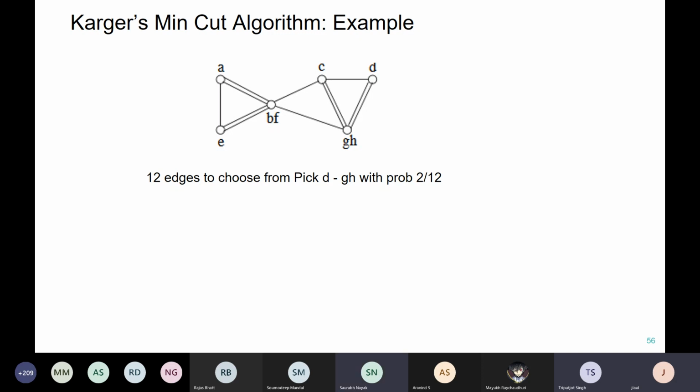Okay. Sir, I have one question. Sure, go ahead. Sir, why are we treating them as two, sir? The edge between D and GH. Okay, so it is essentially the number of connections between these two groups. Sir, we have collapsed it earlier, so they should be treated as one now.